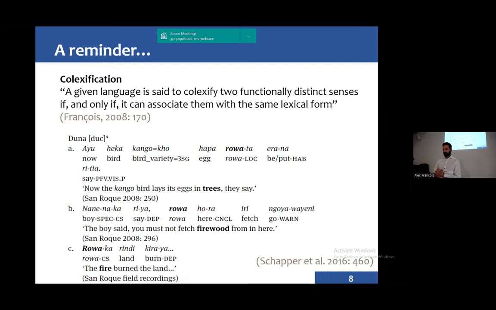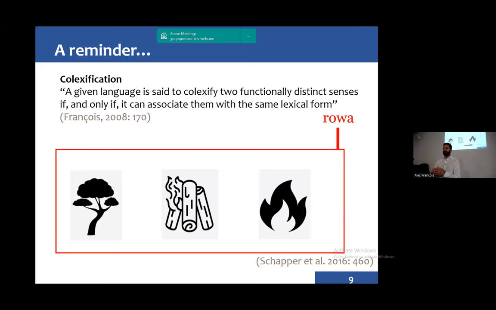Take the example from a paper by Schapper and her colleagues. This is from a language called Duna, and we have the marker Roa. This marker can express the concept of tree, as you see in example A, the concept of firewood, as you see in example B, and the concept of fire, as we see in example C. We say now that this form, Roa, colexifies three senses. We can represent this as follows: we have our three meanings, tree, firewood, and fire, and all these three senses are expressed via this lexeme Roa.